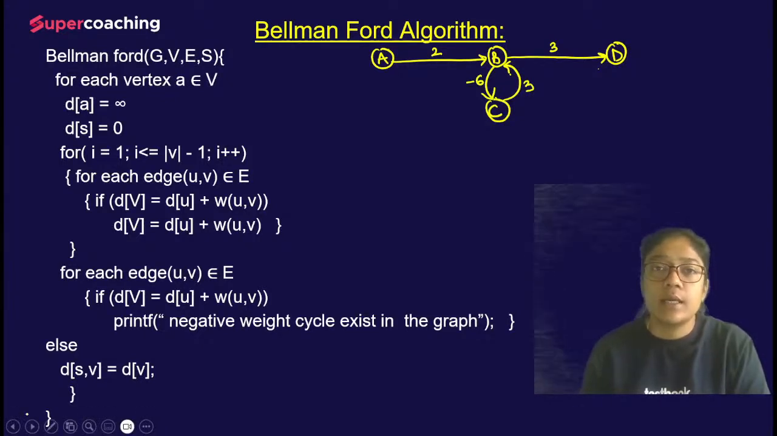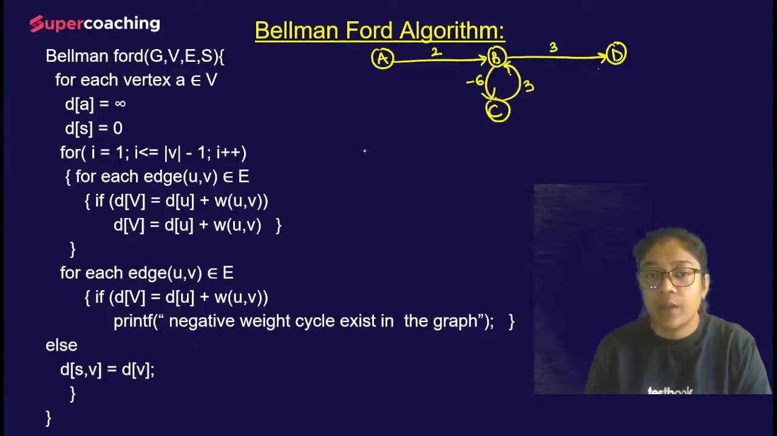How will it start initially, just like Dijkstra's algorithm works. So it is going to take the vertices A, B, C and D. Initially the source vertex, if A is the source vertex, so this will be marked as 0 and remaining vertices will be marked as infinity.